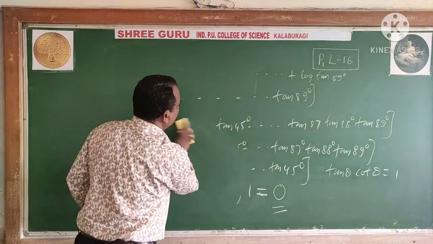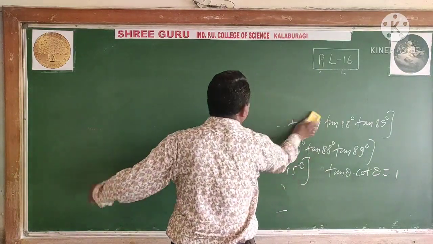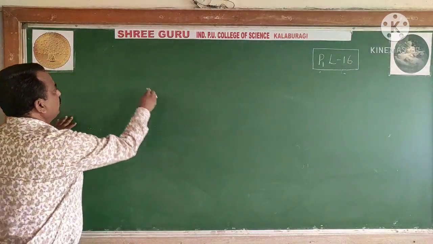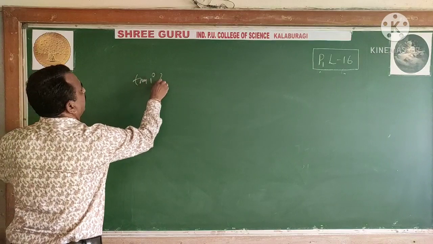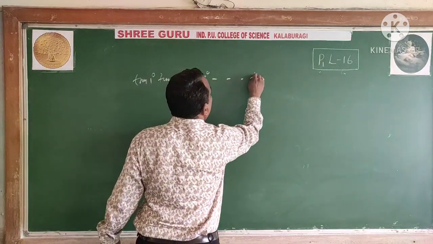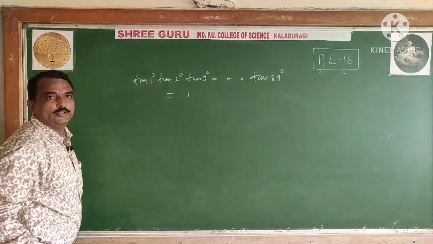Very interesting also, students, to solve. You may get it using the previous example. You should remember tan 1, tan 2, tan 3, up to tan of 89 degree, from the previous example. What is the answer? It is 1. You have calculated it.